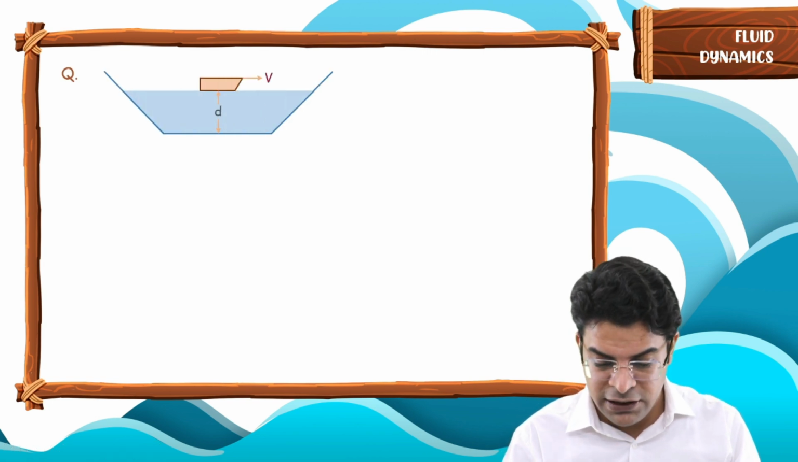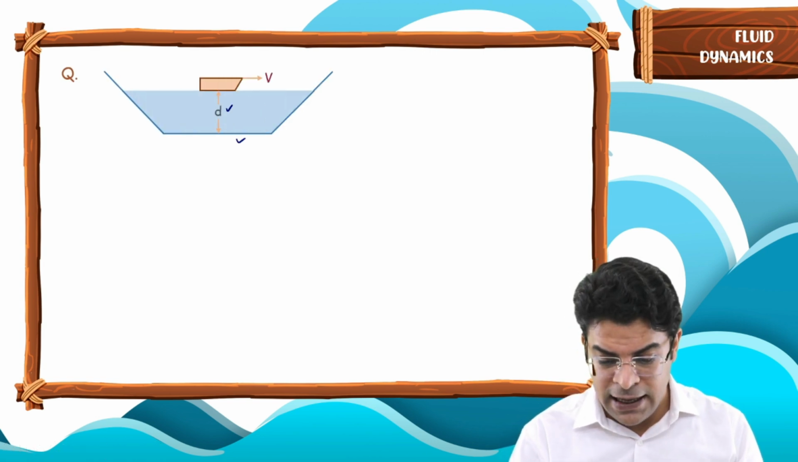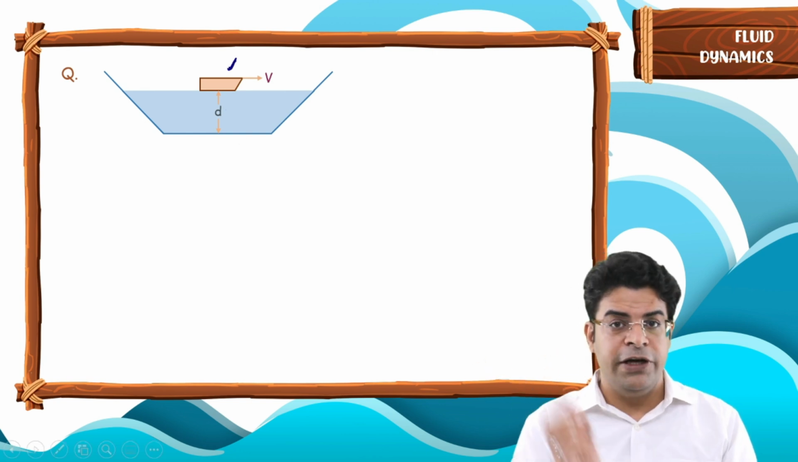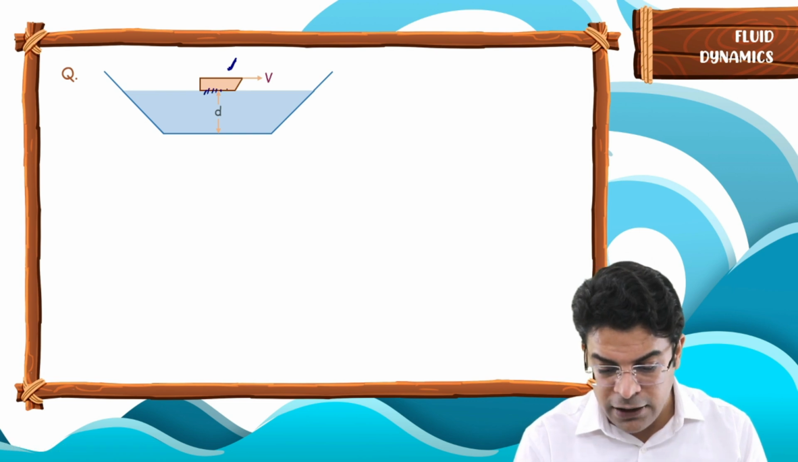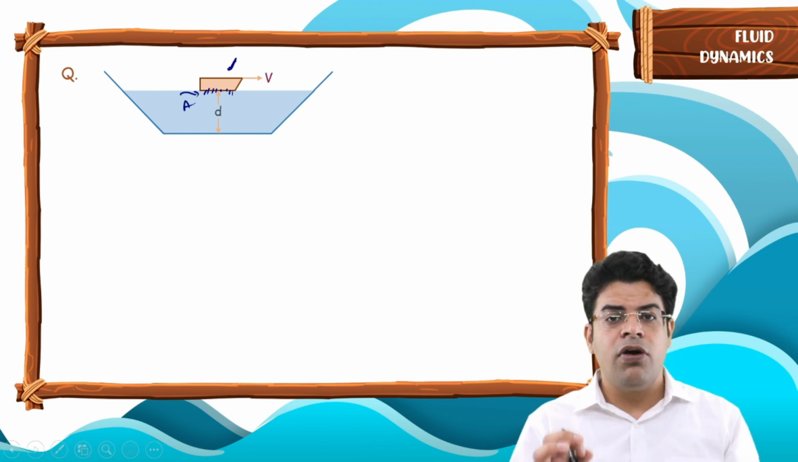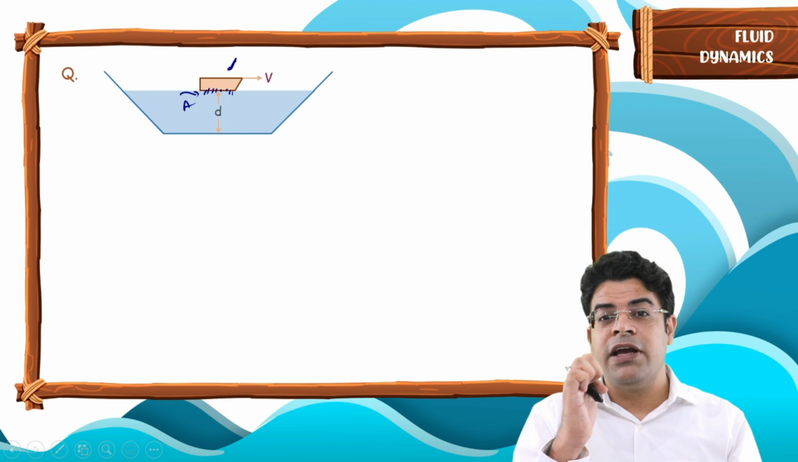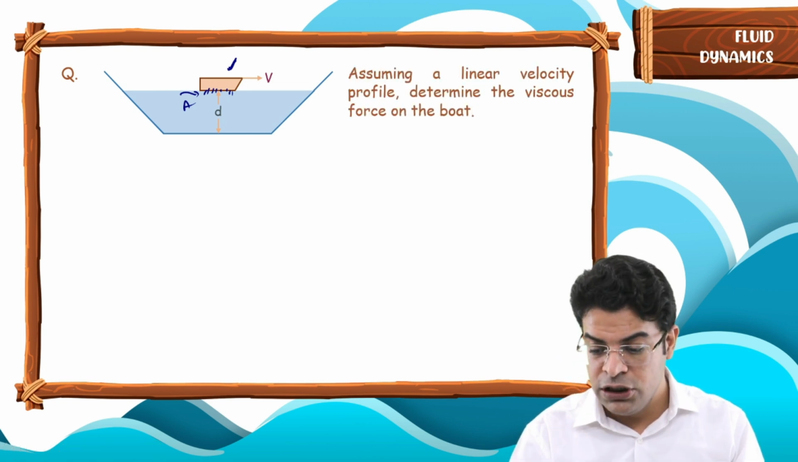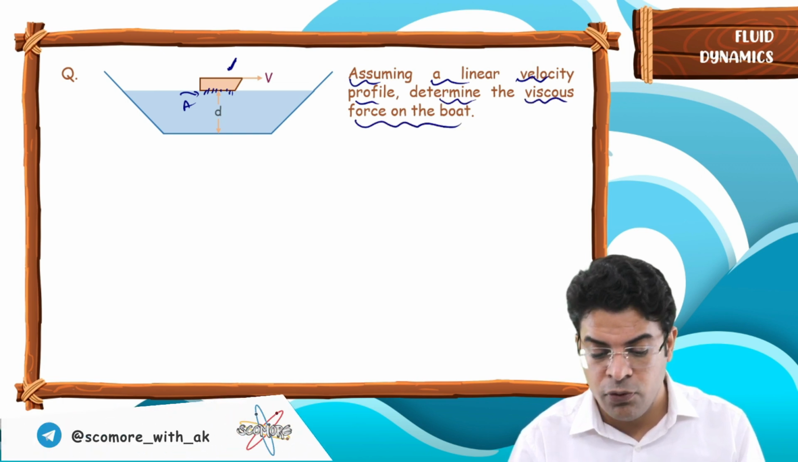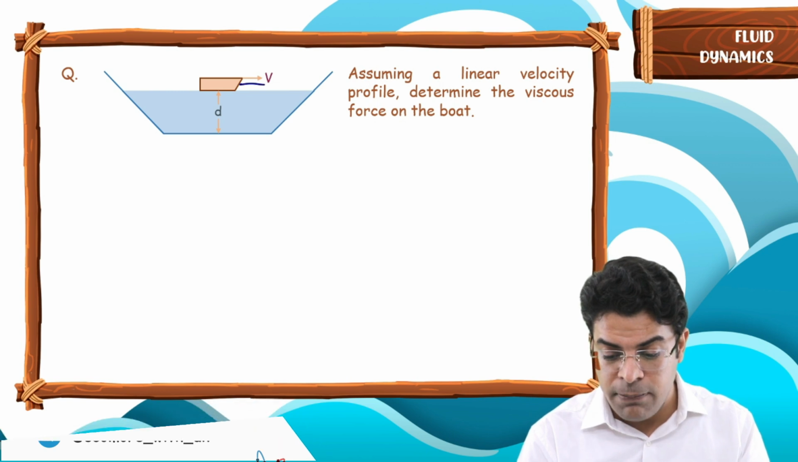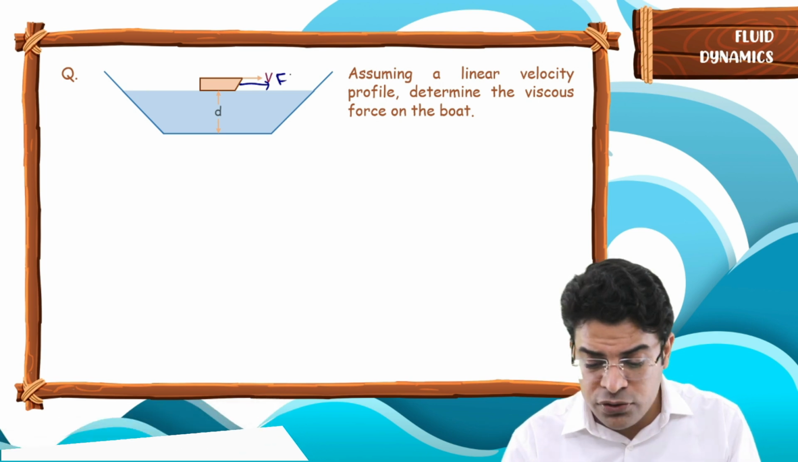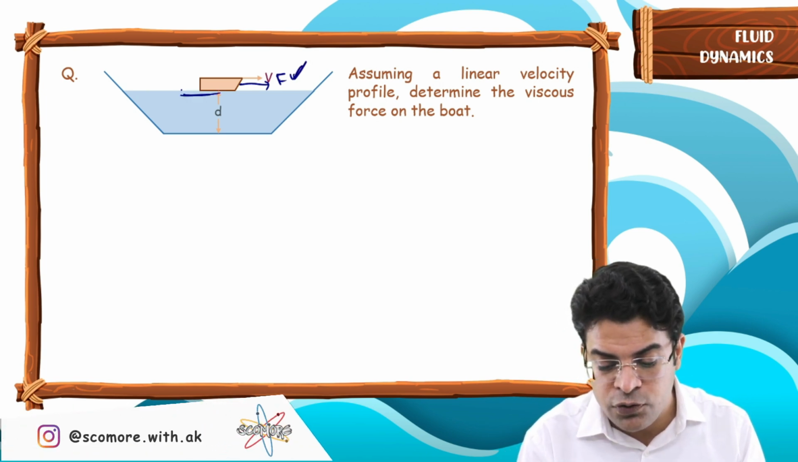So let's say there is a lake and the lake has a depth d, and at the top of the lake we have a boat moving with a speed v. If the area of contact of the base of the boat with the fluid is A, the question is what is the force that has to be applied so as to keep this boat moving with a constant velocity. So assume a linear velocity profile, determine the viscous force on the boat, or how much force you have to apply in the forward direction so as to move the boat with a constant velocity. The forward force that has to be applied has to be equal to the viscous force by the fluid.